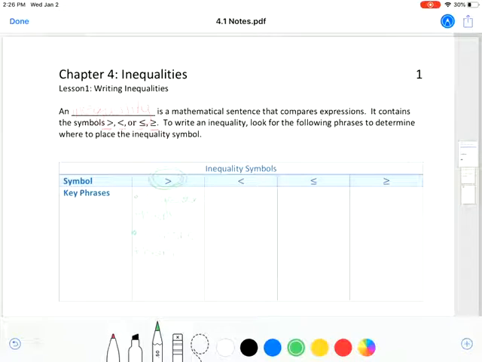All right, our second symbol is the complete opposite. It's less than. Which makes sense because if you think about it, you're really just flipping the 2 signs. So you're doing the opposite. And then the second key phrase with this is fewer than.